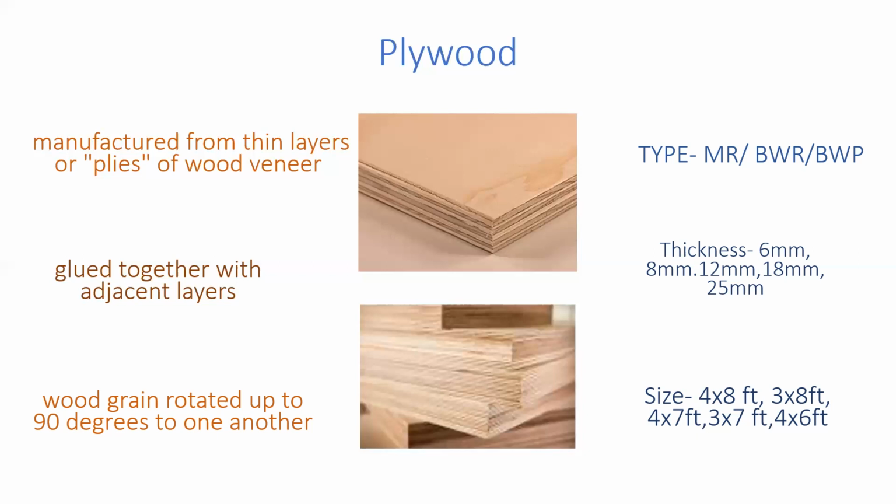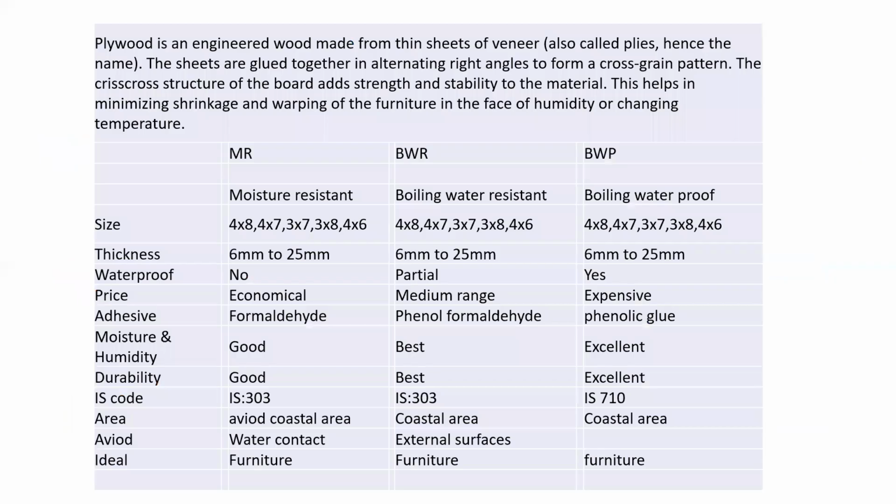So this is the basic information related to plywood. Now we'll see the comparison of MR, BWR, and BWP. MR is moisture resistant, BWR is boiling water resistant, and BWP is boiling waterproof.